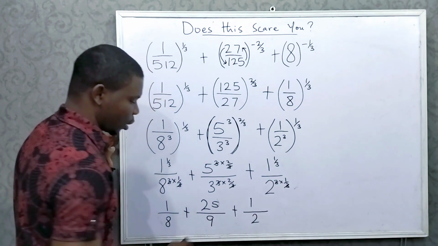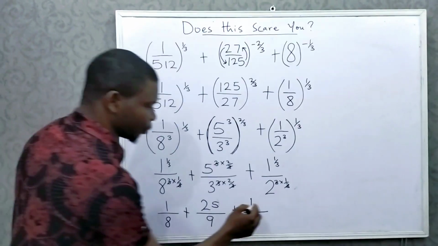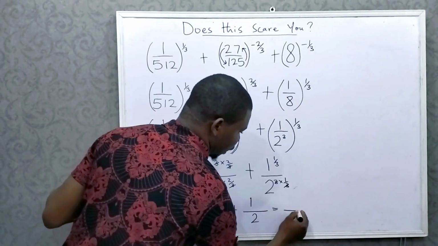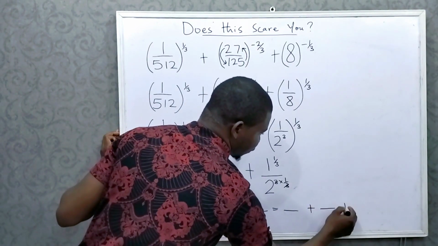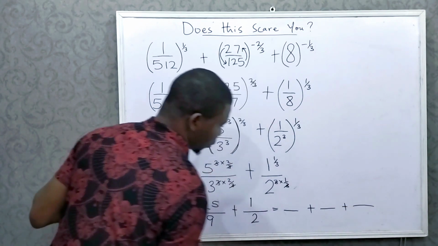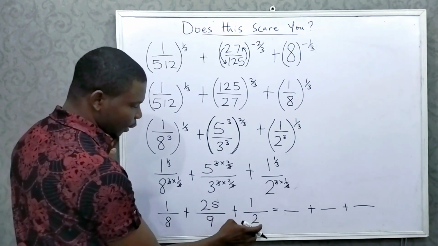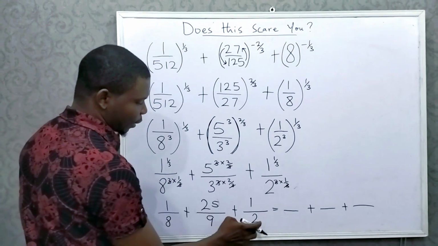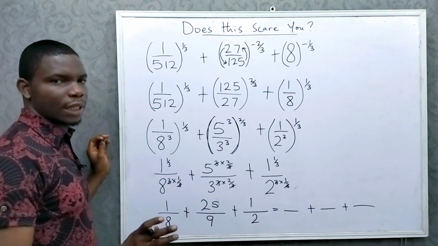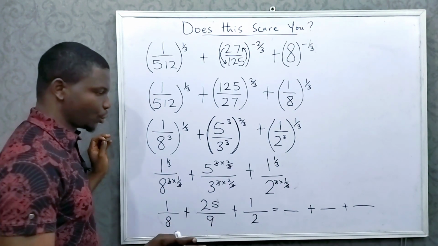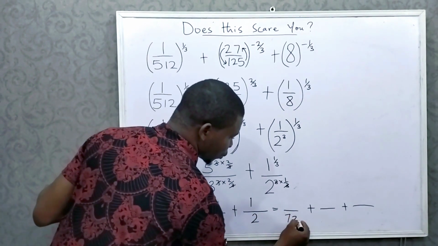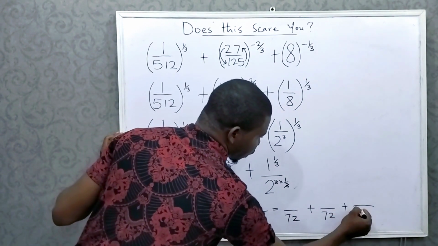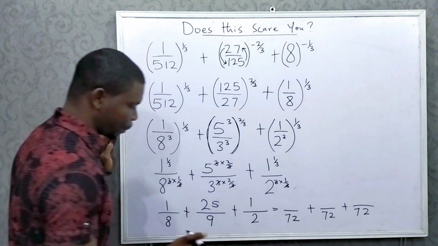Good. Now we just add the fractions. So I'm going to look for the LCM of 8, 9, and 2. LCM of 8, 9, and 2 is 72. So 72, 72, 72. Good.